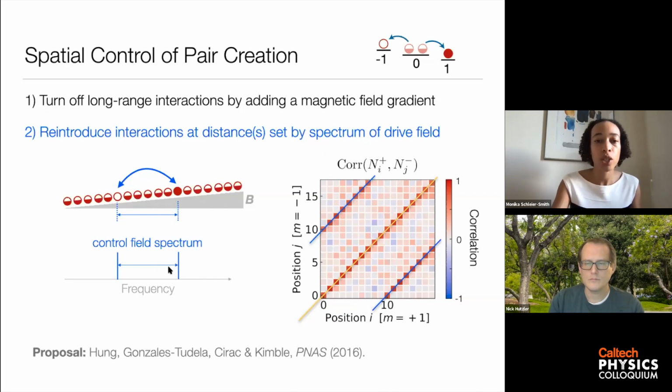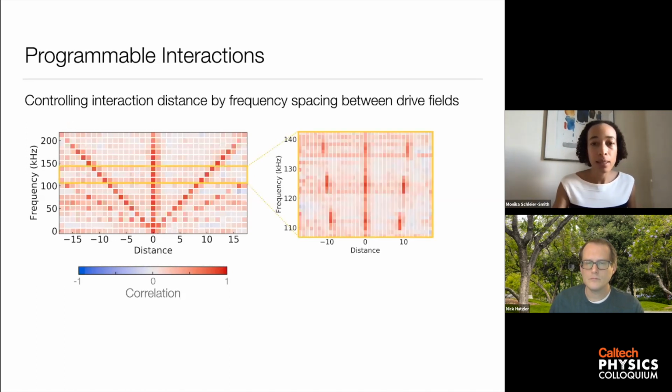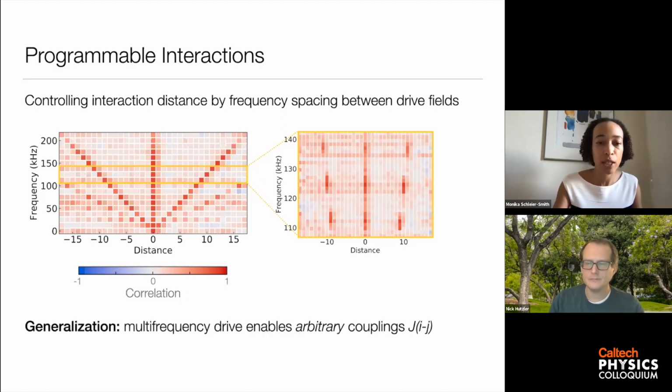So now we have correlations appearing at some particular distance set by the spectrum of my laser field. As I tune the frequency spacing, so this horizontal axis is distance, the color plot indicates correlations. As I tune the frequency spacing of these two laser fields, you'll see that the correlations track. And I was actually amazed by how fine this control is. My students can really dial in: do I have interactions at a distance of 9 sites, 10 sites, or 11 sites, by tweaking the spectrum of the laser field.